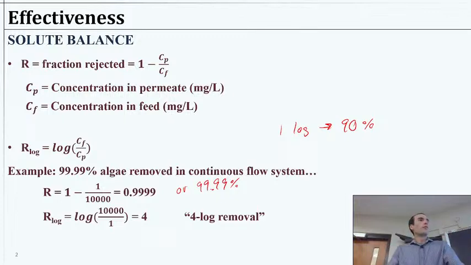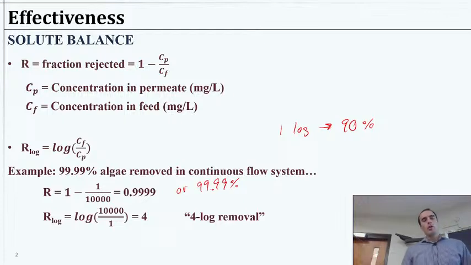that's going to be, if we take the log of 10,000 divided by 1, so the log of 10,000, well, 10 to the 4th, remember that's how the logs work. Take 10 to the whatever's in the brackets equals the number on the right. So 10 to this number is equal to that number, right? So 10 to the 4th is 10,000, meaning that we have 10,000 times the amount that is in the feed than it is permeating through. So it's 4 log rejection or 4 log removal.